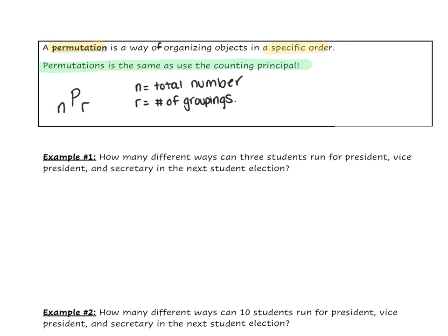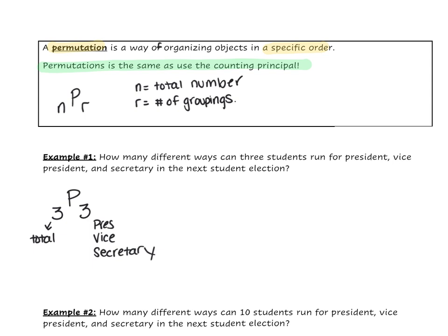So let's look at example number 1. It says, how many different ways can 3 students run for president, vice president, and secretary in the next student election? So I have 3 students, and I want them to run for president, vice president, and secretary in the next election. So I have 3 total number of students, and I want 3 groupings. Those groups are president, vice president, and secretary.